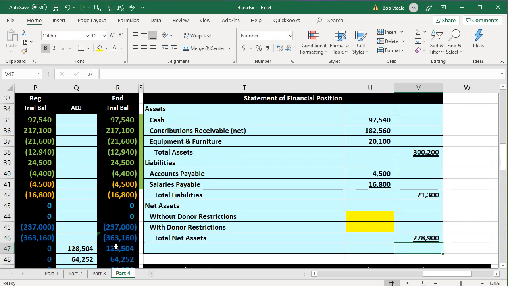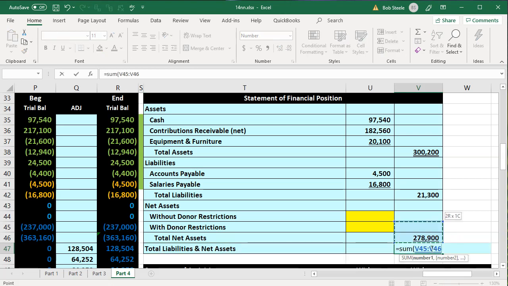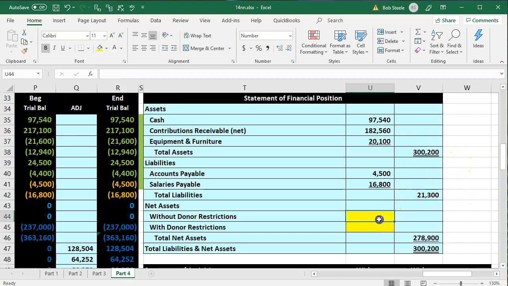And then we can double check if we are in balance, to see if assets equal liabilities plus the net assets, which is similar to equity, by summing up this outer column. And there we have it. So the 302 is equal to the 302. So that looks good. We just don't have the breakout.